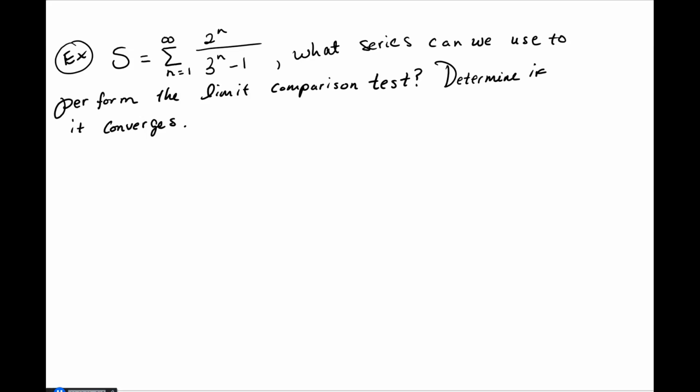This one's not too bad. Let's write out what we call a sub n. a sub n is the term given in our problem, 2 to the n over 3 to the n minus 1.